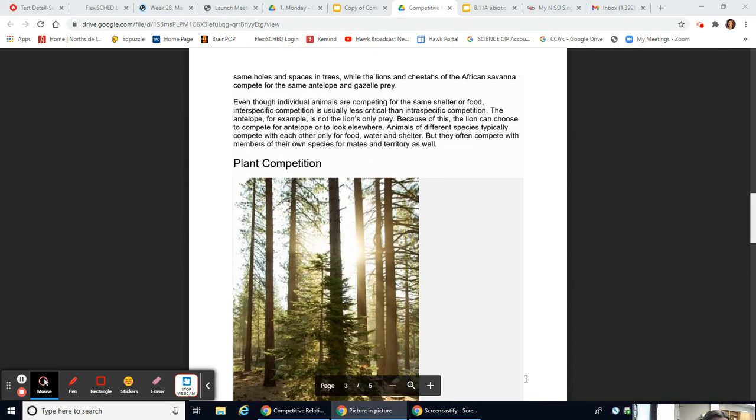Even though individual animals are competing for the same shelter or food, interspecific competition is usually less critical than intraspecific competition. The antelope, for example, is not the lion's only prey. Because of this, the lion can choose to compete for antelope or to look elsewhere. Animals of different species typically compete with each other only for food, water, and shelter, but they often compete with members of their own species for mates and territory as well.